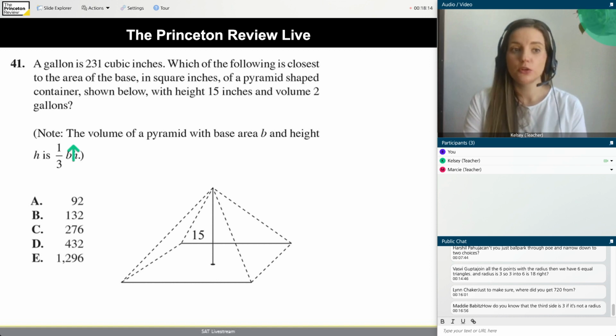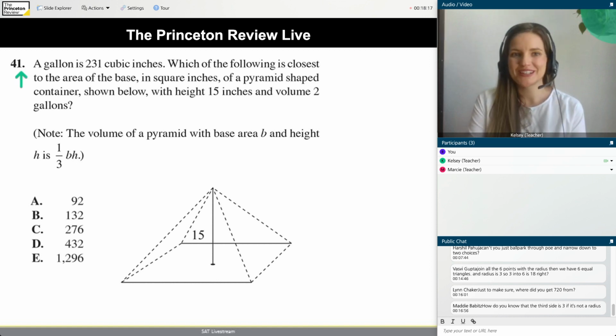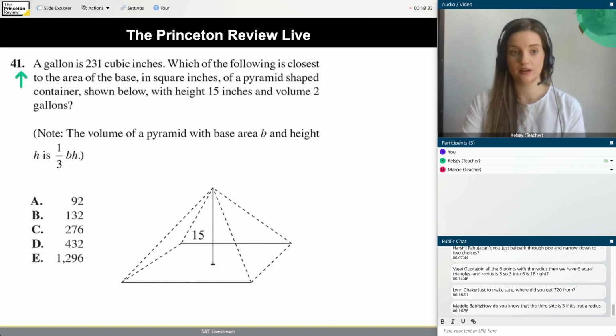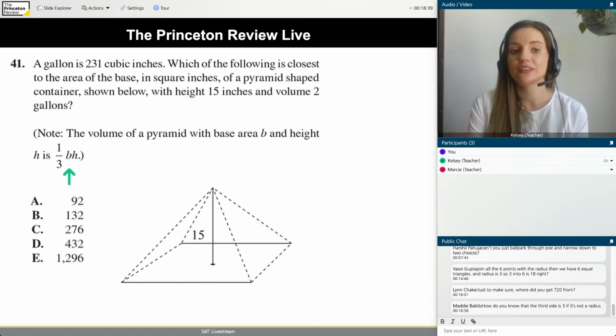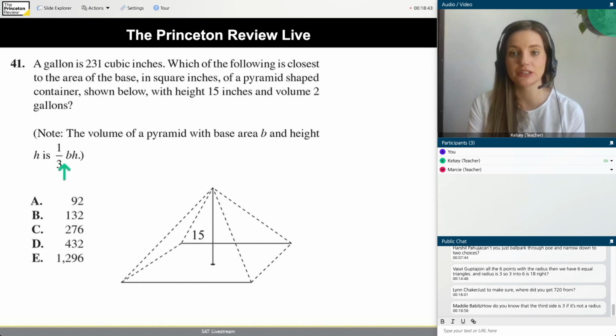So this is number 41, probably one of the harder ones you would see on the ACT. And it says that a gallon is 231 cubic inches. Which of the following is closest to the area of the base in square inches of a pyramid-shaped container shown below, with a height of 15 inches and a volume of 2 gallons? All right, and then it gives us this formula, which is really nice. On the ACT, they won't give you the basic formulas, but they're not going to expect you to know the volume of a pyramid off the top of your head. So they're going to give that to us in a note, which is helpful.